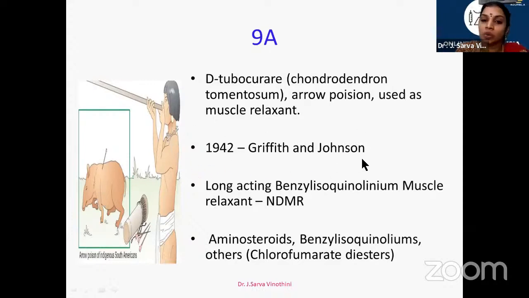Who advocated its use in anesthesia? Harold Griffith and Johnson in 1942 advocated its use in anesthesia. What is D-tubocurarine? It is a long-acting benzyl isoquinolinium type of non-depolarizing muscle relaxant. What are the types of non-depolarizing muscle relaxant? There are 3 types: aminosteroids and benzyl isoquinoliniums, and of late we have fumarate diesters also.